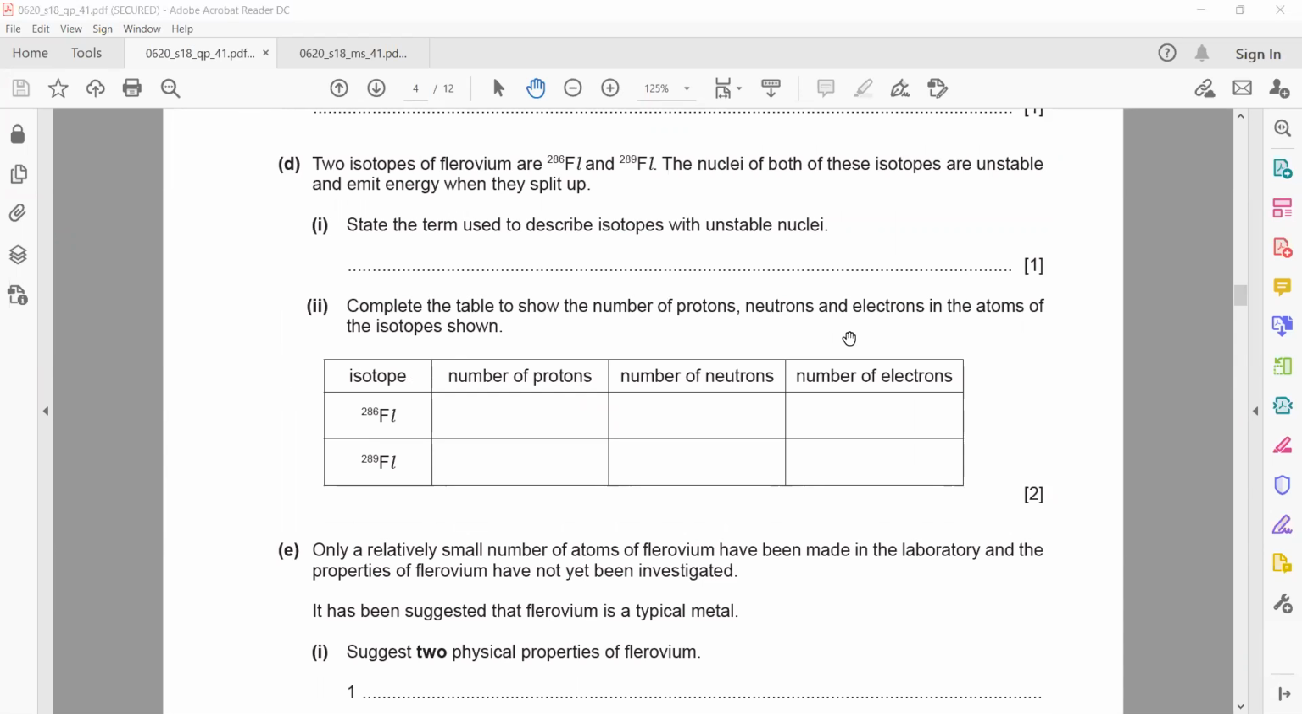Two isotopes with 286 and 289, the nuclei of both isotopes are unstable and emit energy when they split up. State the term used to describe isotopes with unstable nuclei. So we use the term radioactive. Radioactive isotopes are unstable and they tend to emit radiation, or they tend to decay.